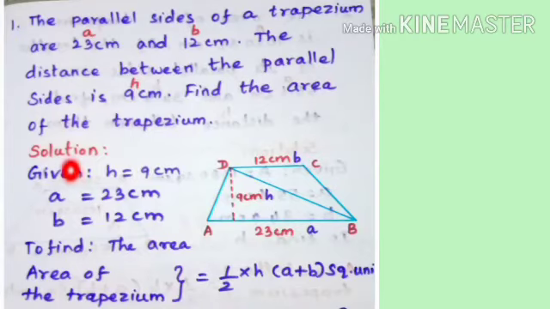So, solution. Draw a trapezium and mark all the values which are given in the problem. And here write down the given values: h, a, b. And we have to find the area of the trapezium. We know that the formula for the area of the trapezium is 1 by 2 into h into (a plus b) square units.